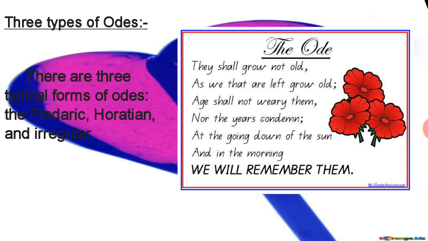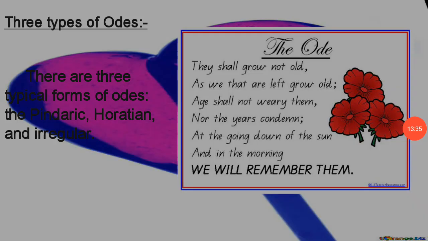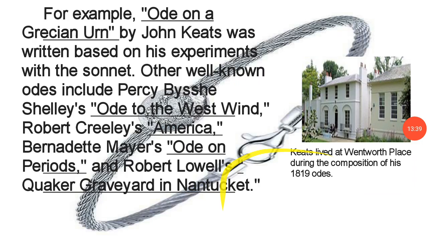So these are the three types of ode. The first two types follow a metrical form, but the last one is an irregular form. There is no rhyme scheme at all. Most of the odes by John Keats use this type. So now these are the three types of odes. Let me move to the next slide.